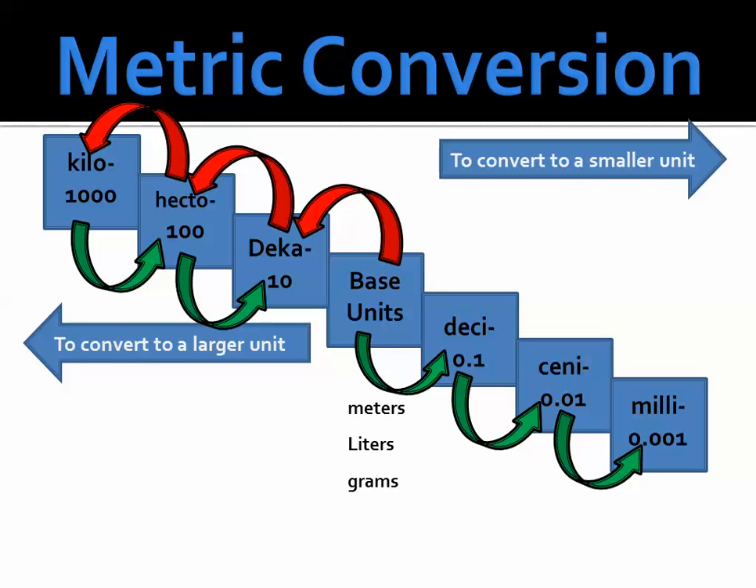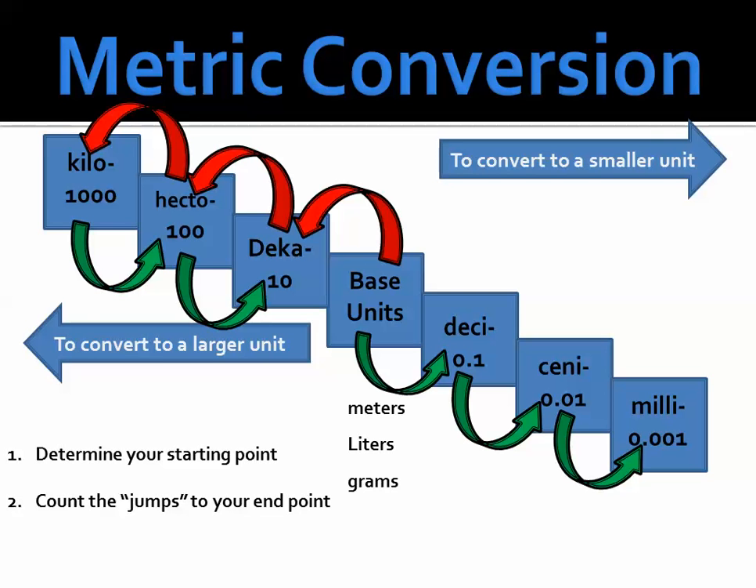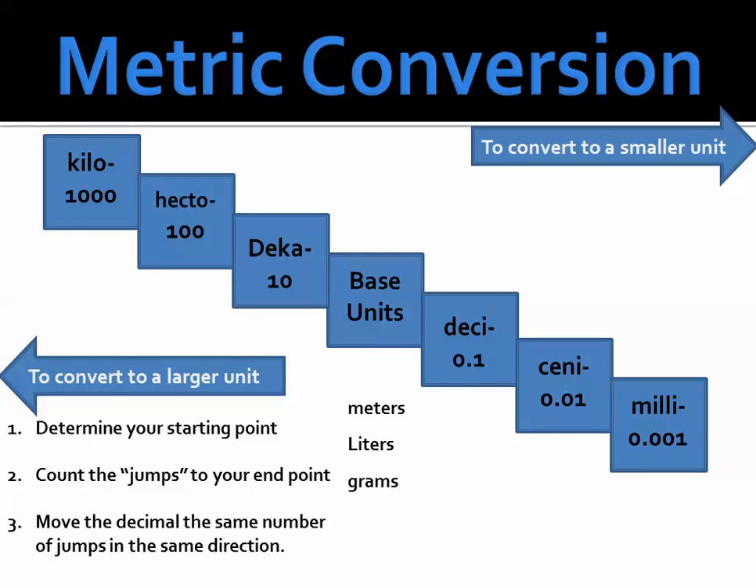Finally, the movement of the decimal point from larger to smaller units or smaller to larger units is the same practice. Use the following 3 steps. Number 1. Determine your starting point. Number 2. Count the number of jumps or steps to your end point. Number 3. Move the decimal the same number of steps and in the same direction. Let's try a couple of examples.